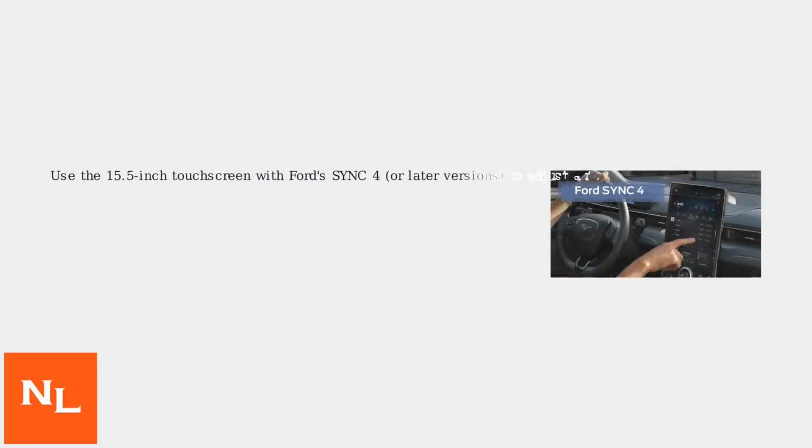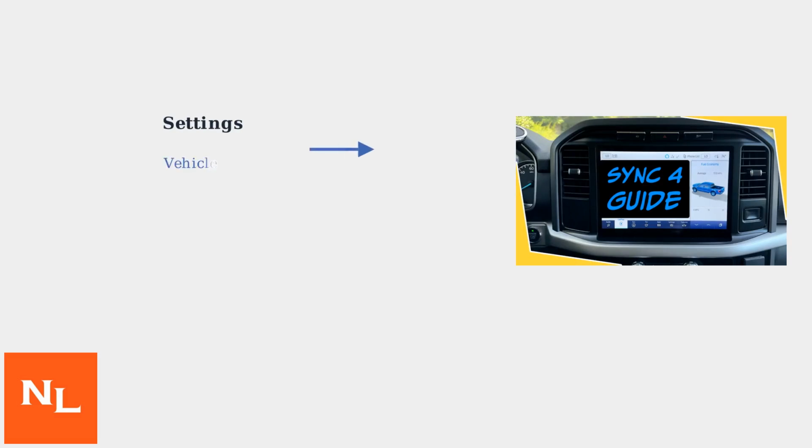Use the 15.5-inch touchscreen with Ford's Sync 4 or later versions to adjust auto lights. Navigate to Settings, then select Vehicle, and finally tap on Lighting. Here, you'll find the option to toggle auto lights on or off. All options are digital and accessed through the car's screen.